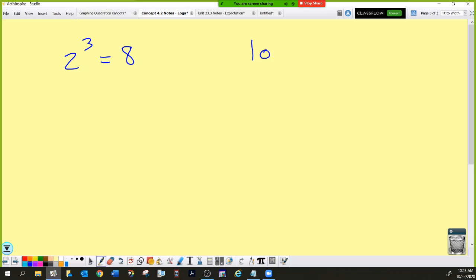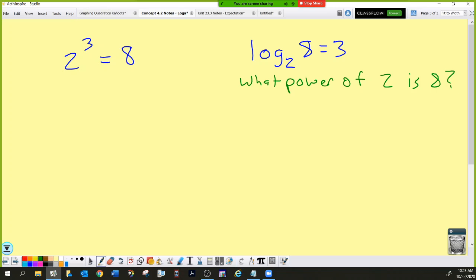All right, anyway, log base 2 of 8 equals 3. Now these two statements say exactly the same thing. Logarithm can be thought of as saying, what power of, and then you say the base. So you could read this as, what power of 2 is 8. That's what log base 2 of 8 says. It says what power of 2 gives me an 8. And clearly the answer is 3 because of this over here, 2 to the third is 8.